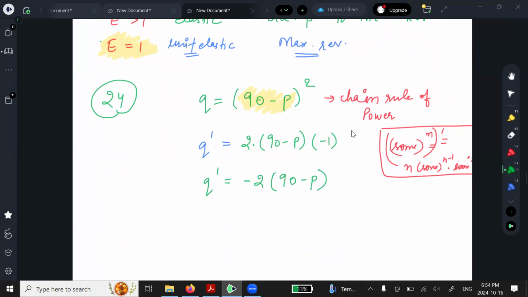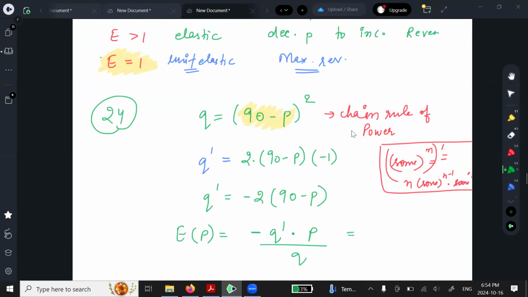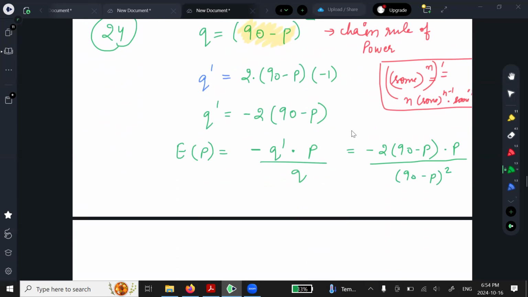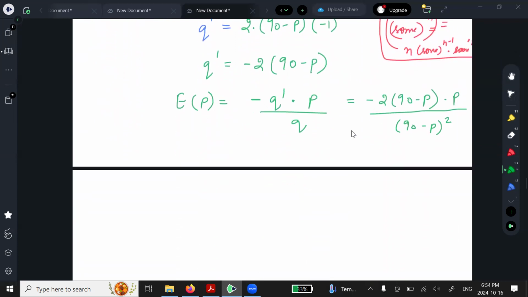So now you have Q prime. What is the elasticity function? It was negative Q prime times P over Q. This is something you have to memorize, right? Okay, so plug in Q prime. Plug in P. Well, P is just P, right? That's the price function. Plug in Q. You get 90 minus P squared. Good. You can simplify this or leave it here. That's the answer. That's the elasticity function in terms of price.